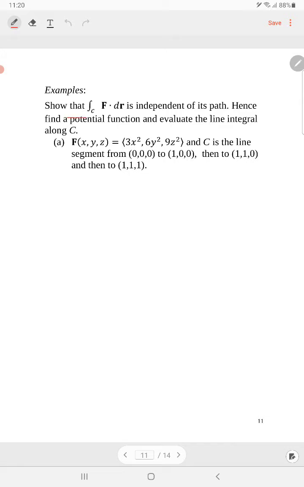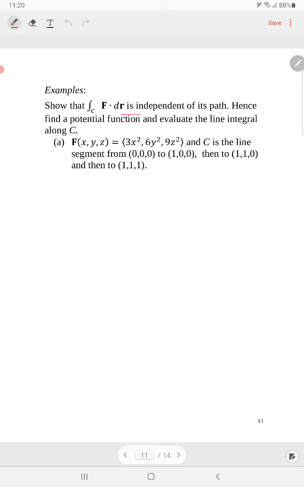Okay, here we have a question. It says, show that F dot dr along curve C is independent of its path. Hence, find a potential function and evaluate the line integral along C, where here we have a vector field F and C is the line segment from point (0,0,0) to point (1,0,0), then to (1,1,0), and then to (1,1,1). Okay, so it has many parts here.